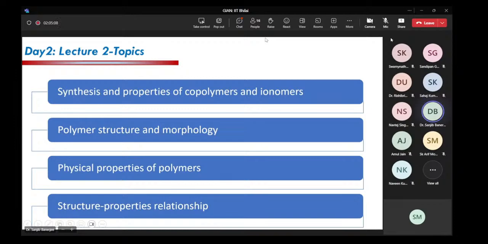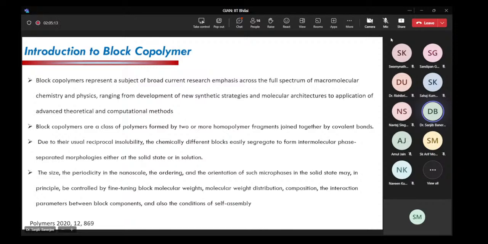So what are block copolymers? Block copolymers are currently very interesting topics because they allow you to combine the properties of two different worlds. Let's say you form a block copolymer using a peptide and a polymer. Peptide is a biomolecule and polymer is a synthetic molecule. You can combine the properties of both worlds. So people have made protein polymers, which combine the properties of proteins and synthetic polymers.